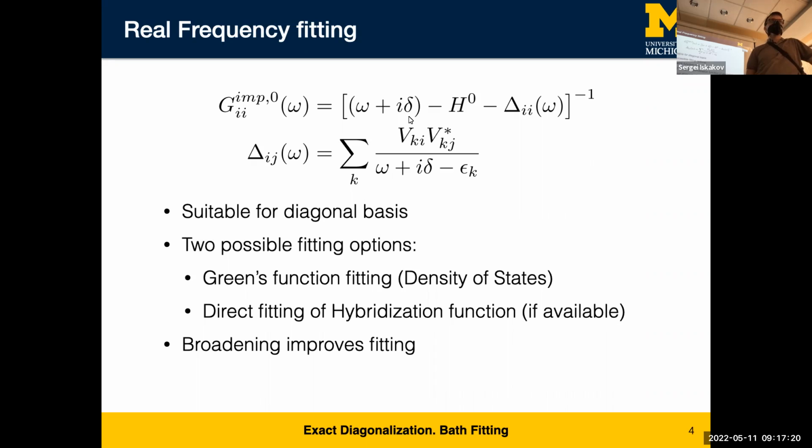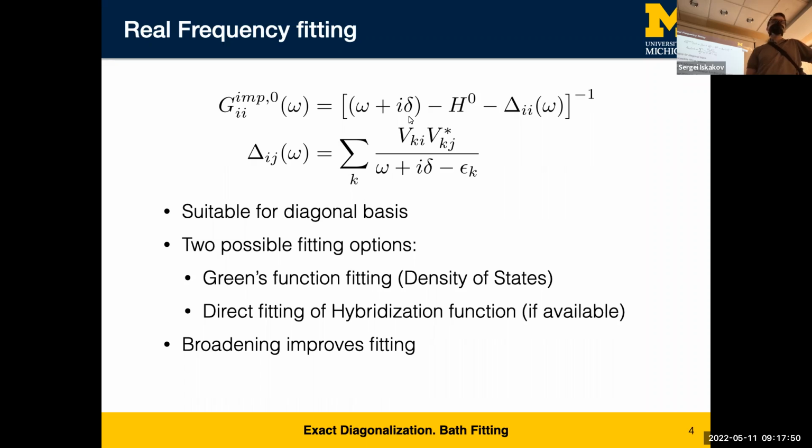What the delta here does is it takes your delta pole and replaces it by a Lorentzian that makes it a little easier to mimic a continuous density of states. The larger you make that little delta in the denominator, the smoother your Lorentzian, the less spiky your delta pole approximation, and the easier it is to represent a continuous function. That's what's going on here.